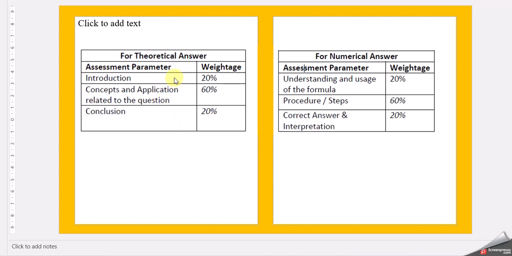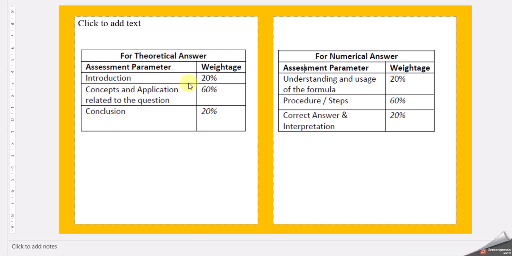A brief about how you should write your assignment if you're writing it for the first time, for first year and first semester students. So here is the brief information that you will get on the assignment paper and question paper as well. It's just like assignment assessment parameters. You divide your answers into introduction, concept and conclusion when it is a theory part.